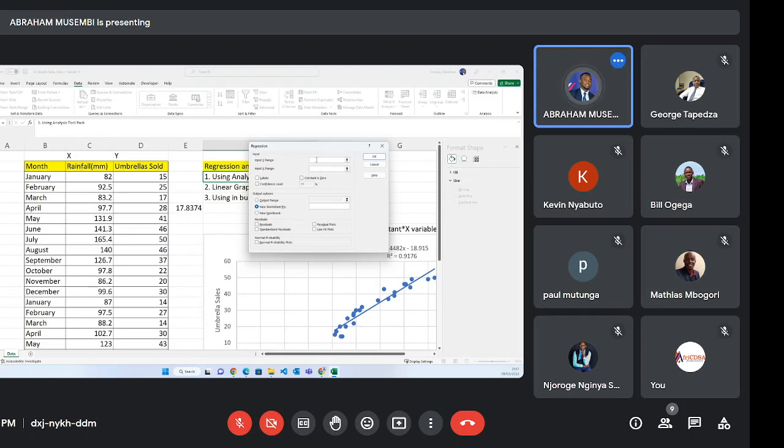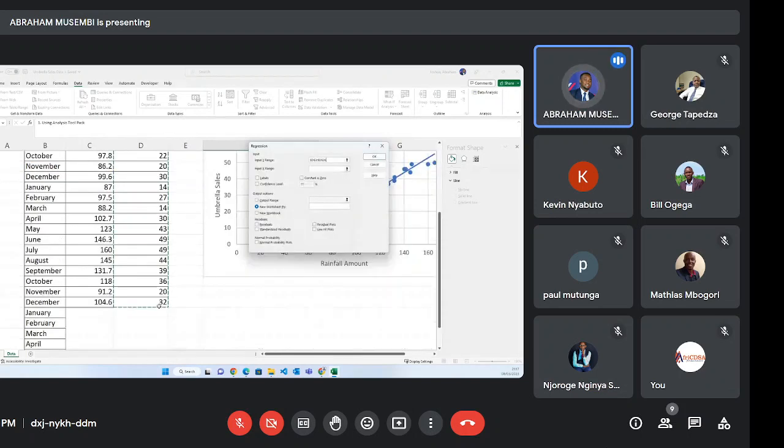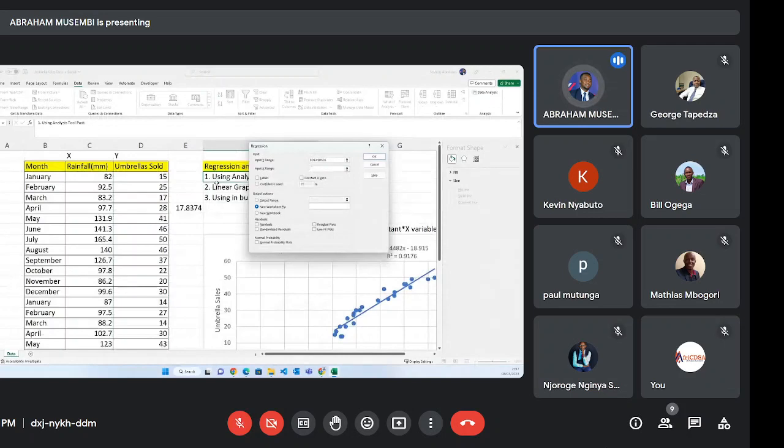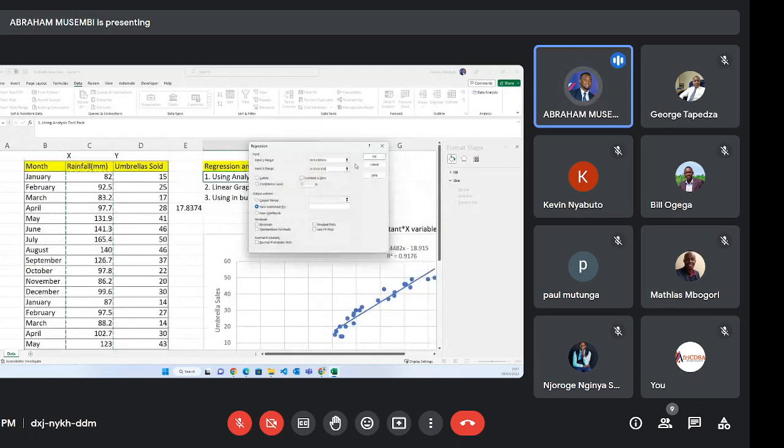All right, so let's start with inputting the y range. For the y range, we have all these, so you are going to select the y range. Okay. Then the x range. Now you are going to input x values. Then after that, we want this output to be maybe in a new sheet. You can also decide to put it on the same sheet if you don't have a lot of content in the same sheet. Okay, so for my case, I'll go for new sheet.